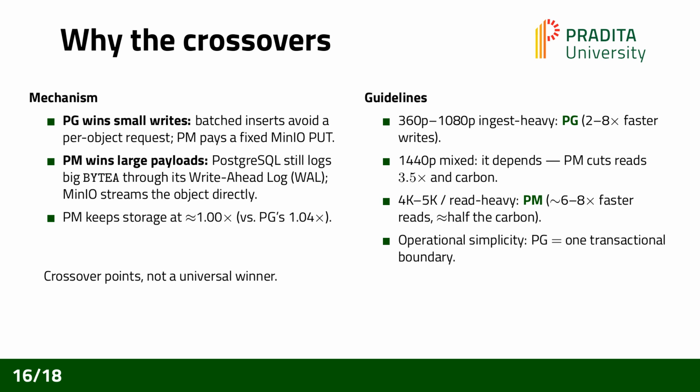Translating this into practical guidance, for ingest-heavy workloads in the 360p to 1080p range, choose inline PG, which writes 2 to 8 times faster. In a mixed 1440p zone, it genuinely depends, but the hybrid cuts reads about 3.5 times and lowers carbon. For read-heavy 4K and 5K workloads, choose the hybrid, which reads 6 to 8 times faster and roughly halves the carbon. And if operational simplicity matters most, remember that inline PG keeps everything within one transactional boundary. The honest message is that these are crossover points, not a universal winner.